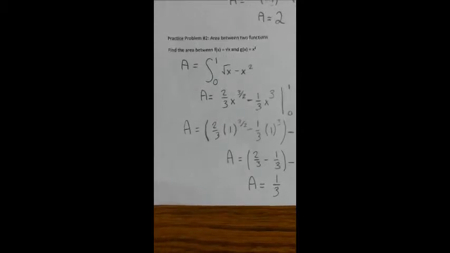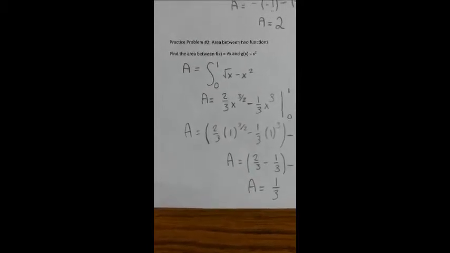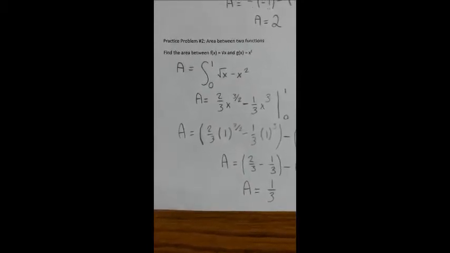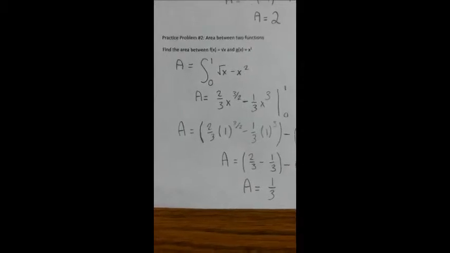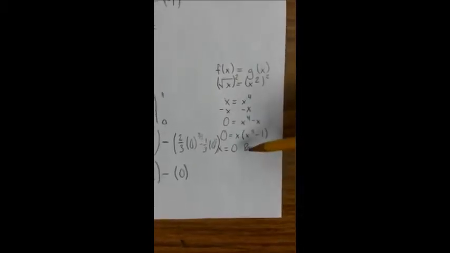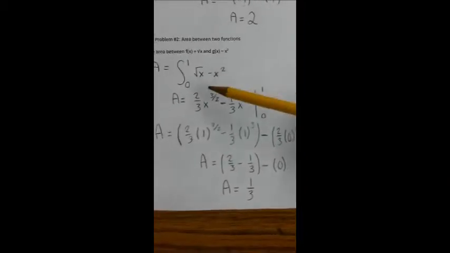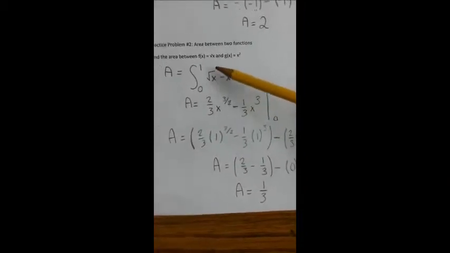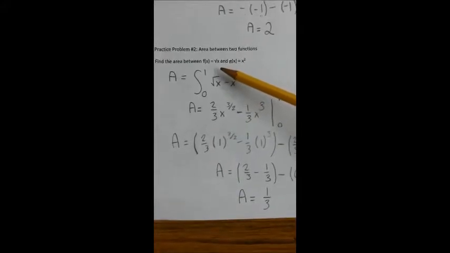Second practice problem is asking you to find the area between f of x, which equals the square root of x, and g of x, which equals x squared. First, you're going to have to set f of x equal to g of x to find your bounds. After working out, you get your bounds to be x equals 0 and x equals 1. Going back to your integral, x equals 0 is going to be your lower bound, while x equals 1 is going to be your upper bound.